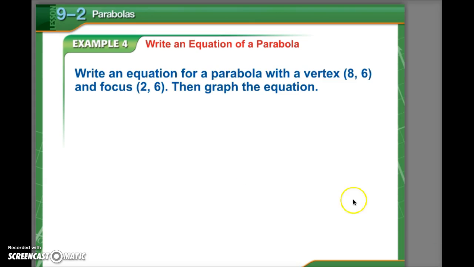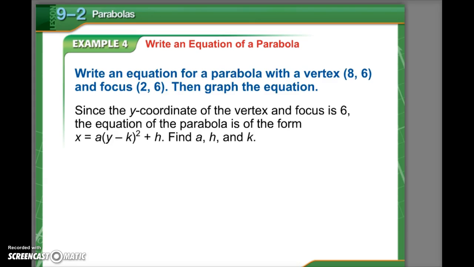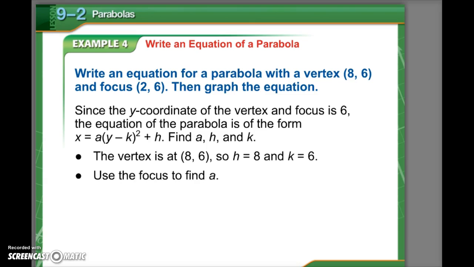Okay, for example 4, what we're going to do is focus on writing an equation of a parabola given some specific information. So we have to write an equation for a parabola with a vertex of (8, 6) and a focus of (2, 6), and then we're going to graph the equation. So here's what we're going to do first. It says since the y-coordinate of the vertex and the focus is both 6, the equation of the parabola is going to be of this form.